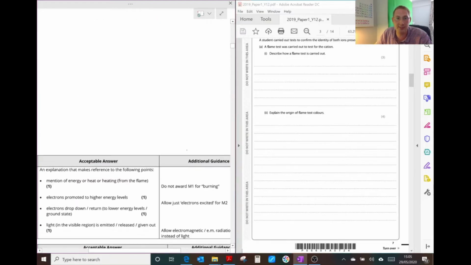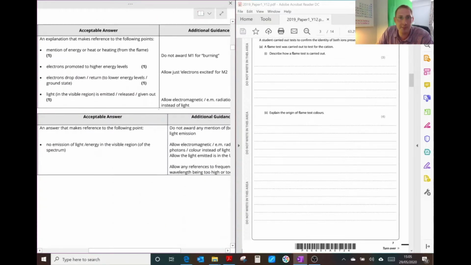Explain the origin of flame test colours. So you have to mention energy or heat coming from the flame, 1 mark. Electrons are promoted to higher energy levels, 1 mark. Electrons return to lower energy levels, 1 mark. Light is released, and here you didn't have to say in the visible region, that was optional. Allow radiation, allow electromagnetic instead of light. Do not award burning, because of course in the flame test you're not burning the thing, you're not oxidizing it, you're just exciting electrons.